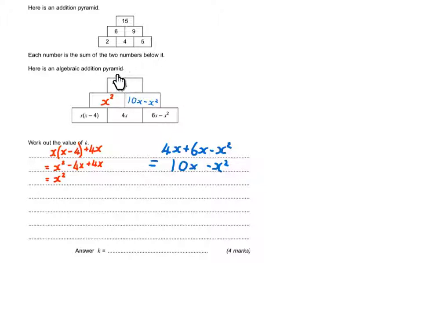Now the brick above that, which we've been told is kx, if we work it out from the bricks below, it's x squared plus 10x, I should say, minus x squared. So x squared plus 10x minus x squared. The plus and minus x squared cancel out, leaving us just with the 10x. So the brick at the top is 10x. So in other words, k is 10.